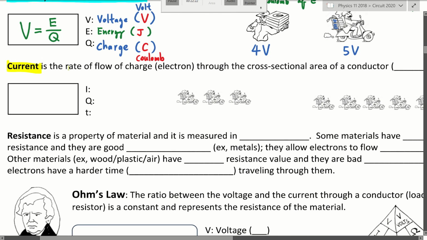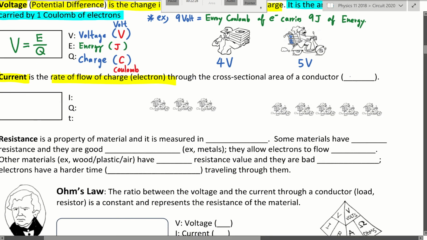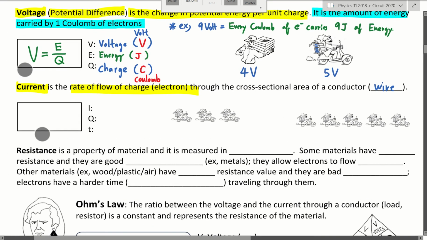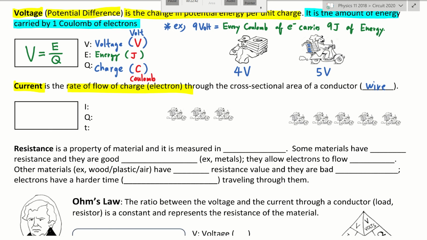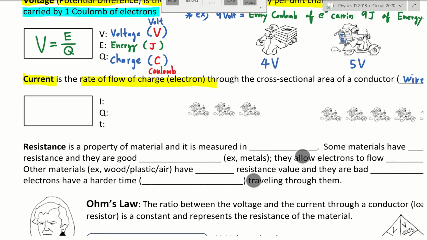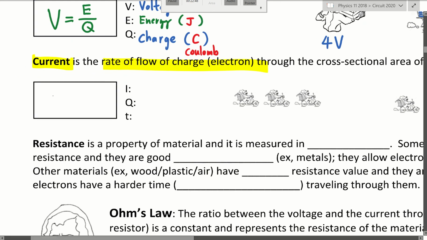Current is the rate of flow of electrons through the cross-section area of a conductor. Now, remember, the conductor is just something that connects the circuit and completes it, which is usually just a wire. So that means, in a simpler term, current is the amount of electrons going through the wire every second. So the definition of current is this equation right here.